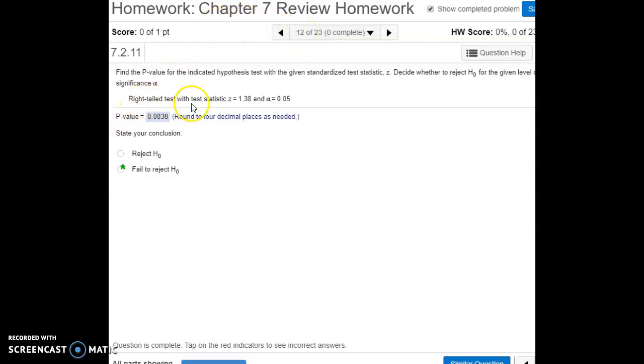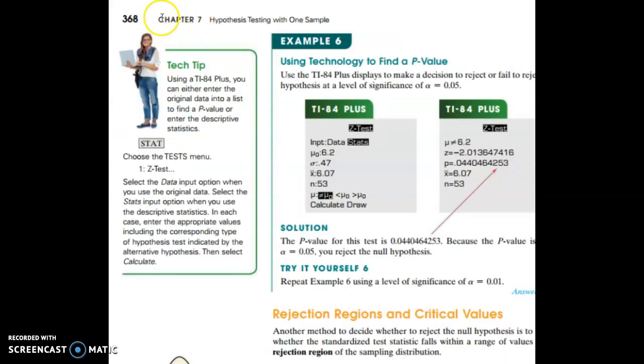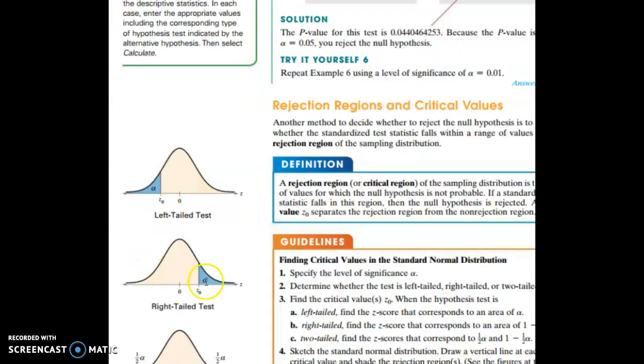Number 12 is similar to number 11. We have a right tail test, and our test statistic z-value here is 1.38. We're going to look for the p-value of that. We're in 7.2, a right tail test. We're looking for the probability of being at a specific critical value or even further into the right-hand tail of the distribution.